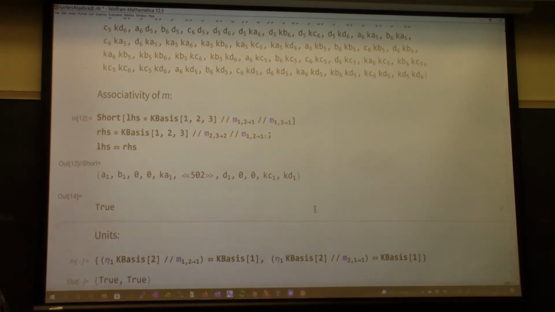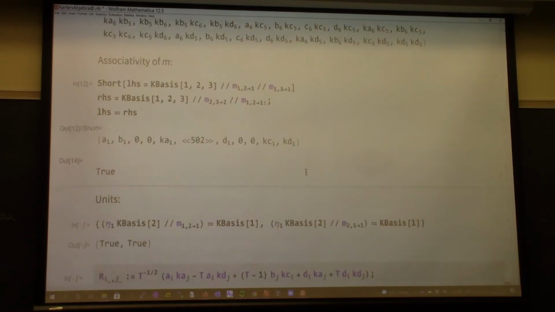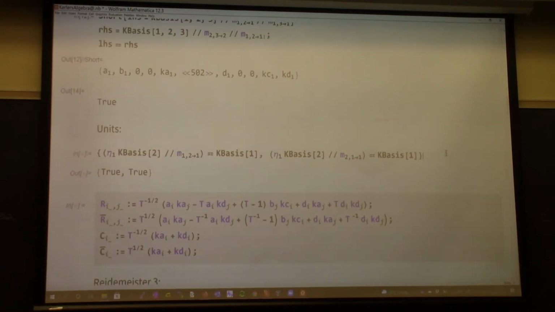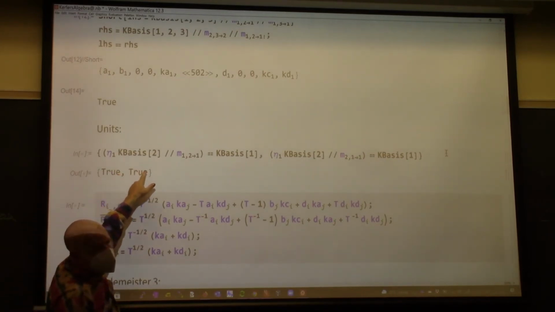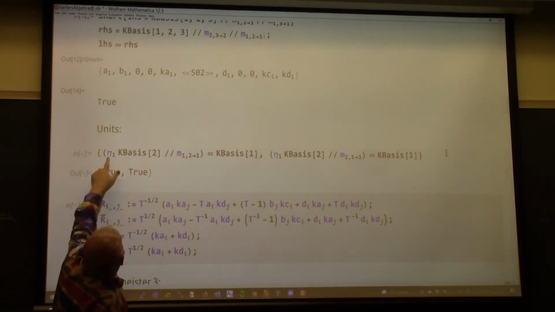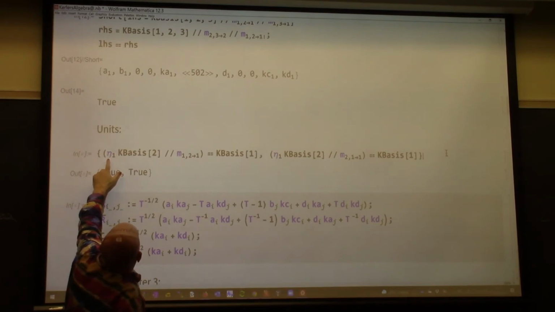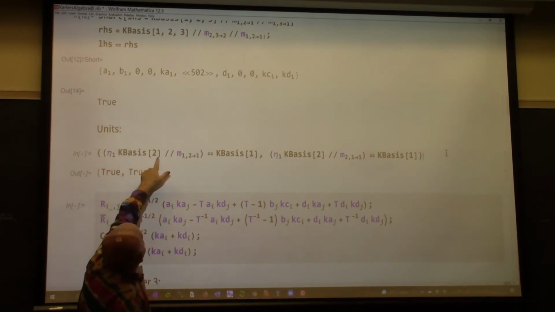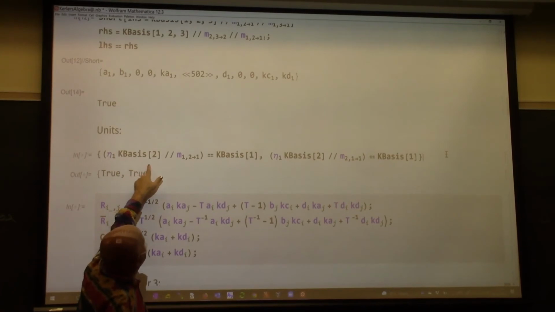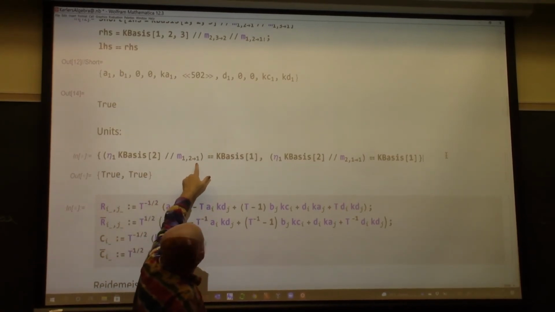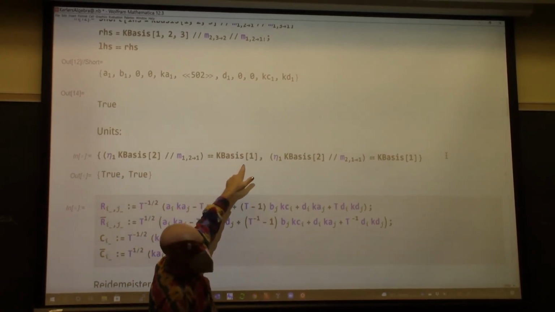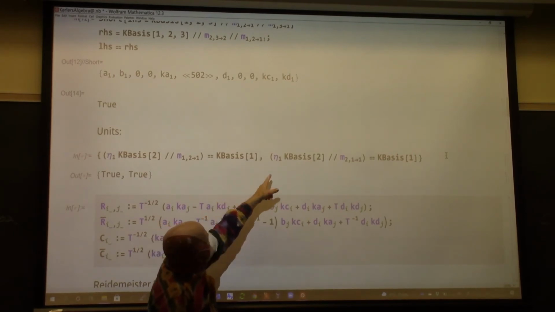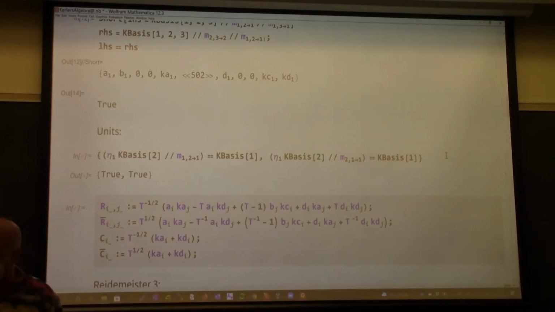And then likewise, we can check whether you have units. So whether the units are units. So eta 1 multiplied by anything in the basis in position 2, and multiplying 1 and 2 to get 1, should give just the basis in position 1. And similarly for the other direction. And again, why did it say true?